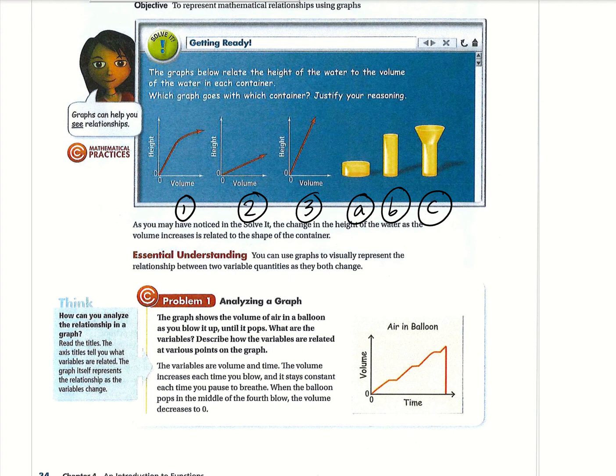They're just looking at a hot air balloon, basically. It says the graph shows the volume of air in a balloon as you blow it up until it pops. So not a hot air balloon, just a normal balloon. If your hot air balloon pops, I really hope you're not in it in the sky. But anyway, so what are the variables? Describe how the variables are related at various points in the graph.